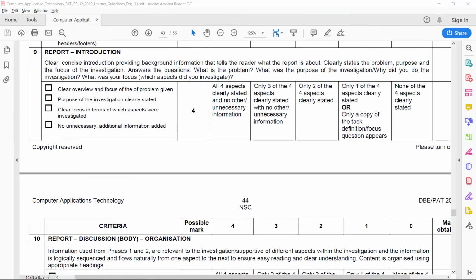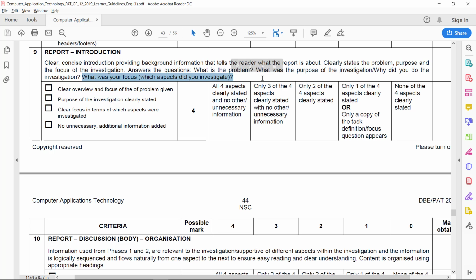Now let's just double check, in case your task definition wasn't on point. Your introduction for the report needs to clearly state the problem that you investigated, whether it was plastic pollution or deforestation or whatever. So not just "this is the problem that I'm investigating", but actually a little sentence about why it is a problem. The purpose of your investigation: what was the purpose of your investigation? Why did you actually do it? What did you intend to achieve? That's actually what it means. And what was your focus?